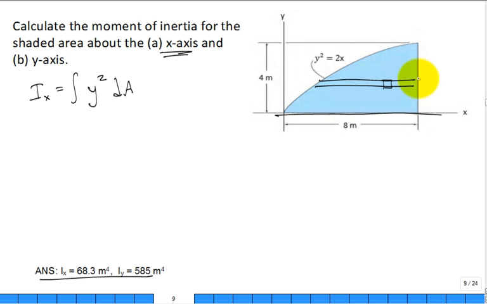Why do I like to start with a strip that has a height dy? Because what does it have everywhere in that strip? The same distance, y, from the x-axis, right? It has the same distance, y. So let's say, okay, how big is that strip? What is the area of that strip? If its height is dy, I multiply its height by its length.